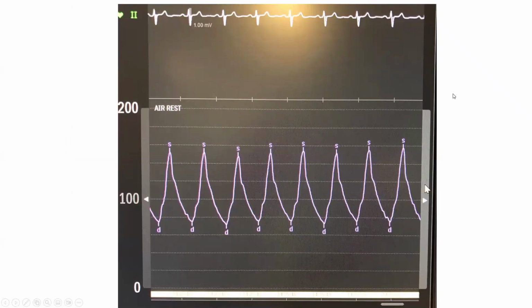This is another case. This is a simple coronary angiogram case. And this is the aortic waveform during that case. What's the diagnosis when you look at this? What does this aortic waveform suggest? This waveform suggests severe aortic stenosis.